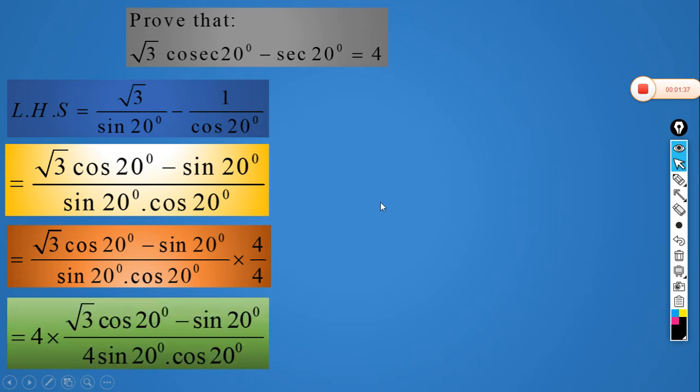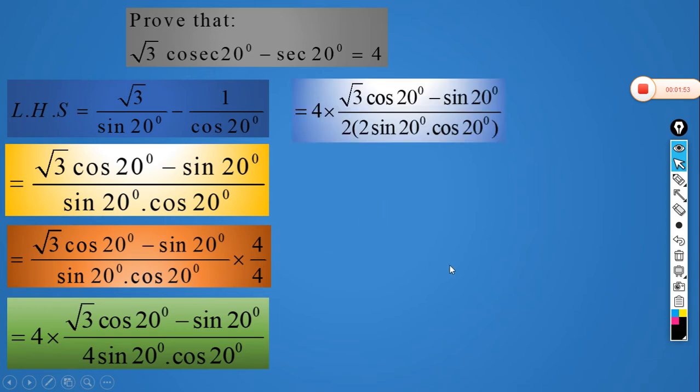So I keep the 4 aside, and the remaining term is written as 4 into root 3 cos 20 degrees minus sine 20 degree divided by 4 sine 20 degree into cos 20 degree. So I just move the 4 in the numerator aside. So in the next step, the 4 in the denominator is now changed as 2 into 2, just to make sure I have 2 sine 20 degree into cos 20 degree here in this step.